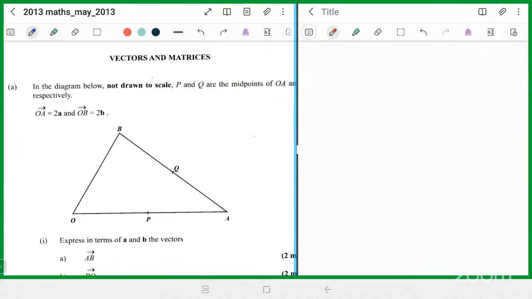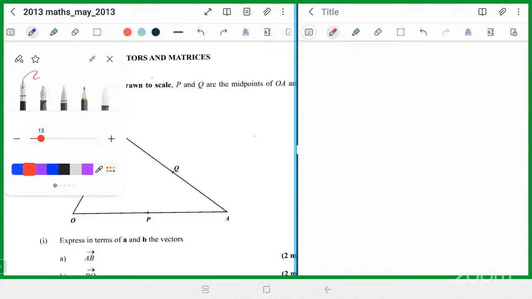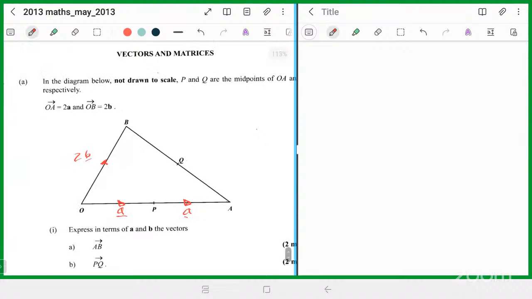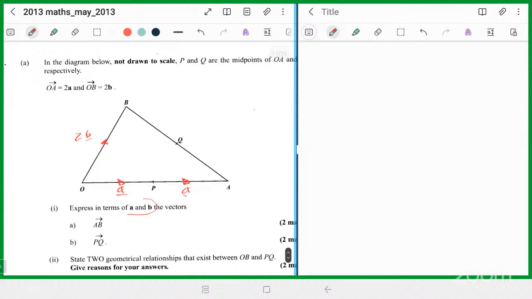And this is the midpoint. Then I can divide that 2a as a right here. This has a, and the other a is from P to A. So 2a, and then the vector here we say is 2b. Let's put that there. The question says express in terms of small a and small b the vector AB.